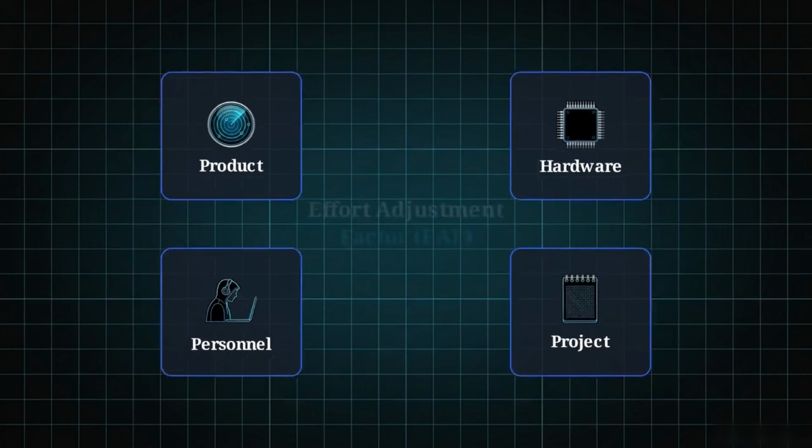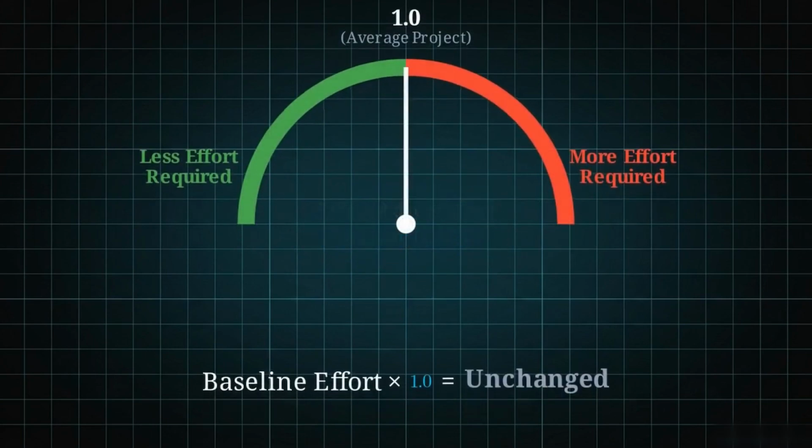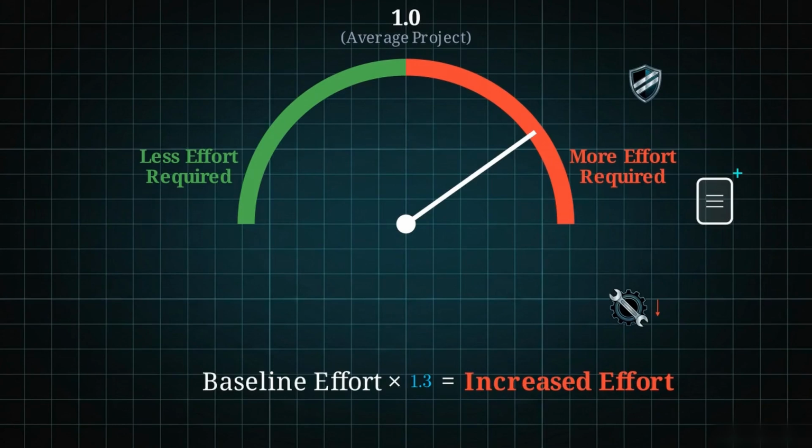In intermediate COCOMO, you evaluate every single one of these drivers and mathematically combine them into one single multiplier, the effort adjustment factor. This scale shows how it works. If your project conditions are perfectly average, your EAF is exactly 1.0. Multiplying your baseline effort by 1 leaves it unchanged. But if you have chaotic conditions, like inexperienced developers, changing requirements, and poor tools, your EAF climbs above 1.0, inflating the final amount of effort required.